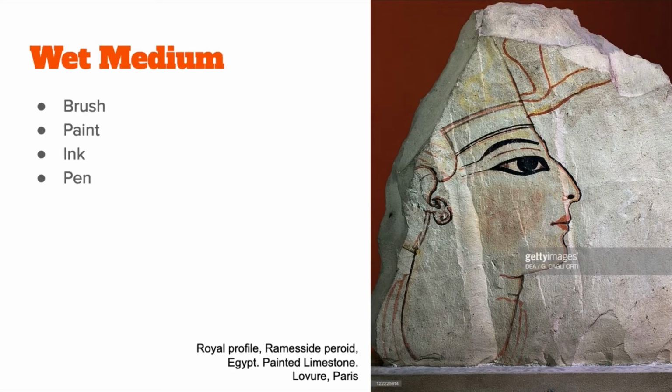We have wet medium. By its namesake, wet medium is anything that is applied or manipulated by the artist while it is wet. The artist uses paint or ink and will manipulate that paint or ink with either a brush or a pen.